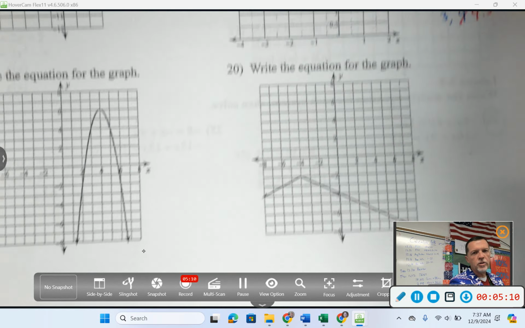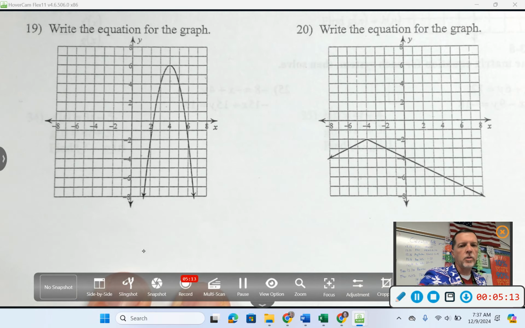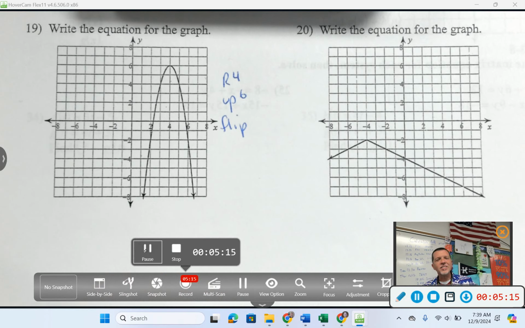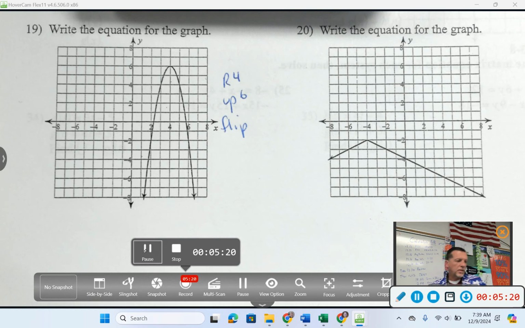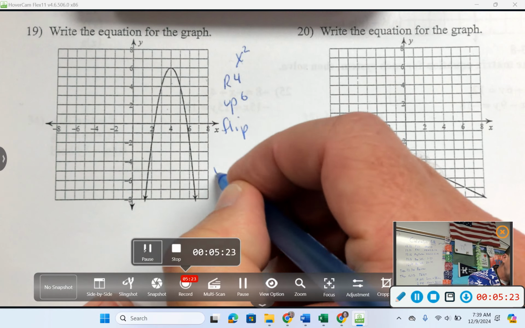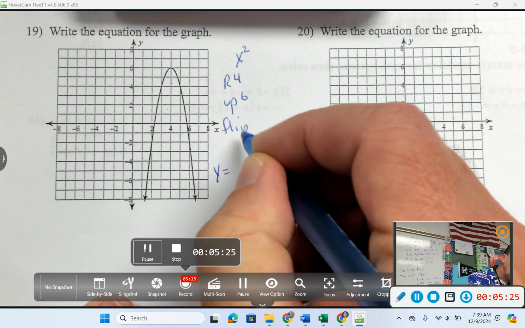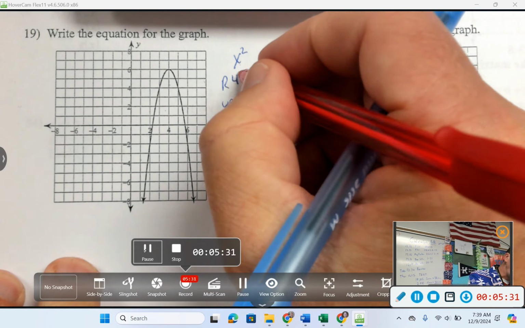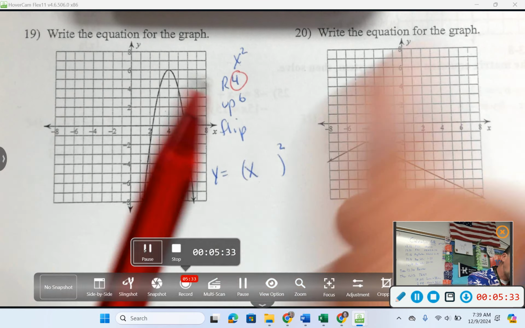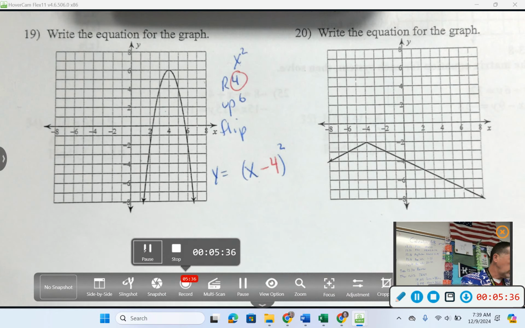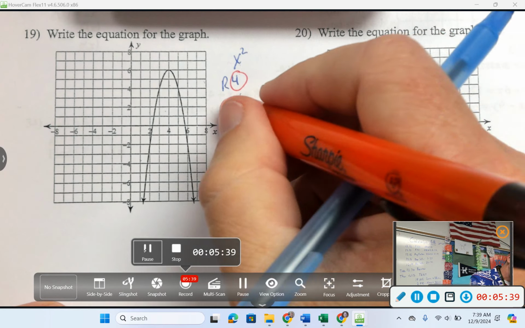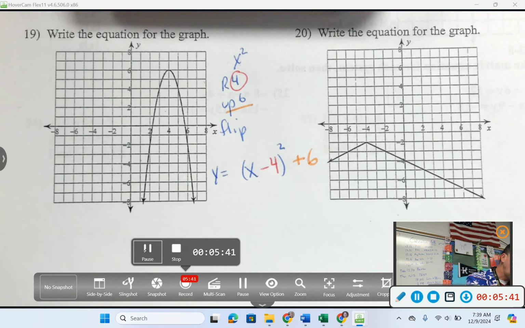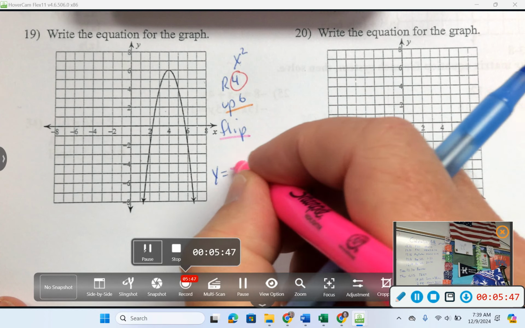19 and 20 are sort of backwards, so why don't you try 19 and 20 real quick, if you have. Go over these. So you skipped ahead, which is fine. So parabola, I guess we should make note of that first. So y equals something squared. That's the parabola part. Right 4 would be x minus 4. Up 6 would be a plus 6 at the end. And it's flipped over, so a negative out front.